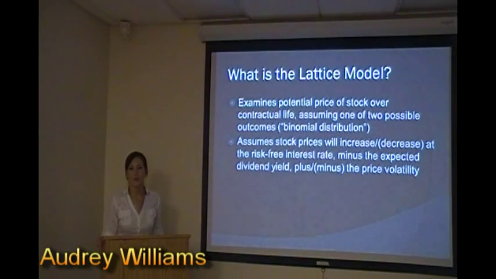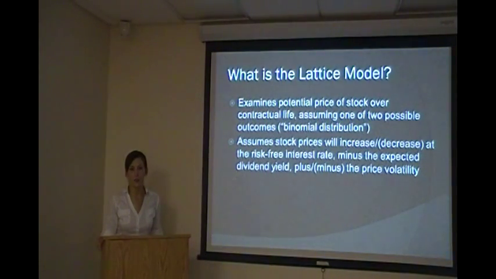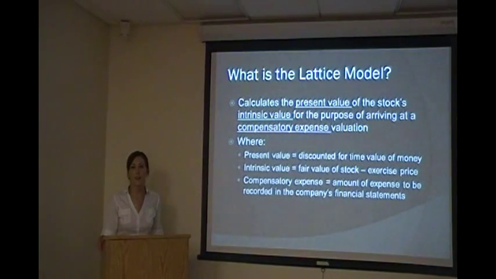Hi, my name is Audrey Williams, and I will be speaking to you about the logic of the Lattice model and how it is assembled. The Lattice model examines the potential price of a stock option over its contractual life, assuming only two possible outcomes. Either the stock price increases or it decreases. This is referred to as the binomial distribution. The model then calculates the present value of the intrinsic value of the stock option using probability factors for the purpose of arriving at a compensatory expense valuation.